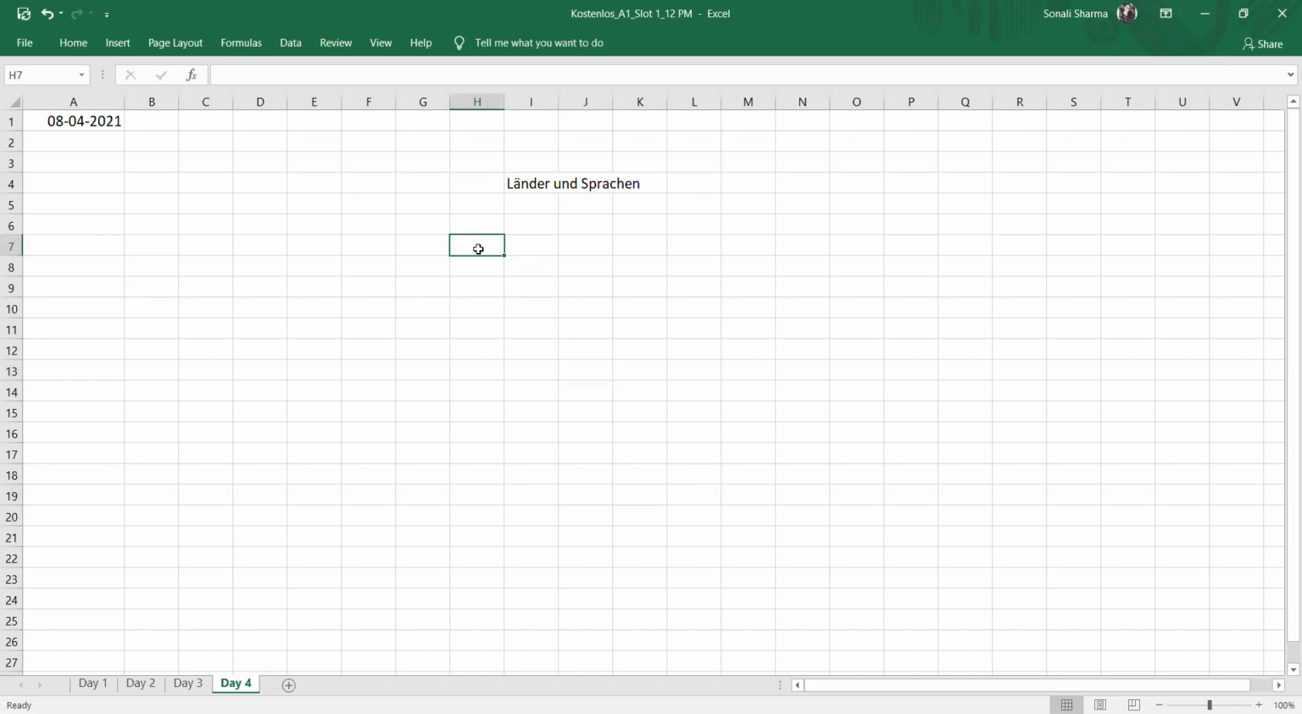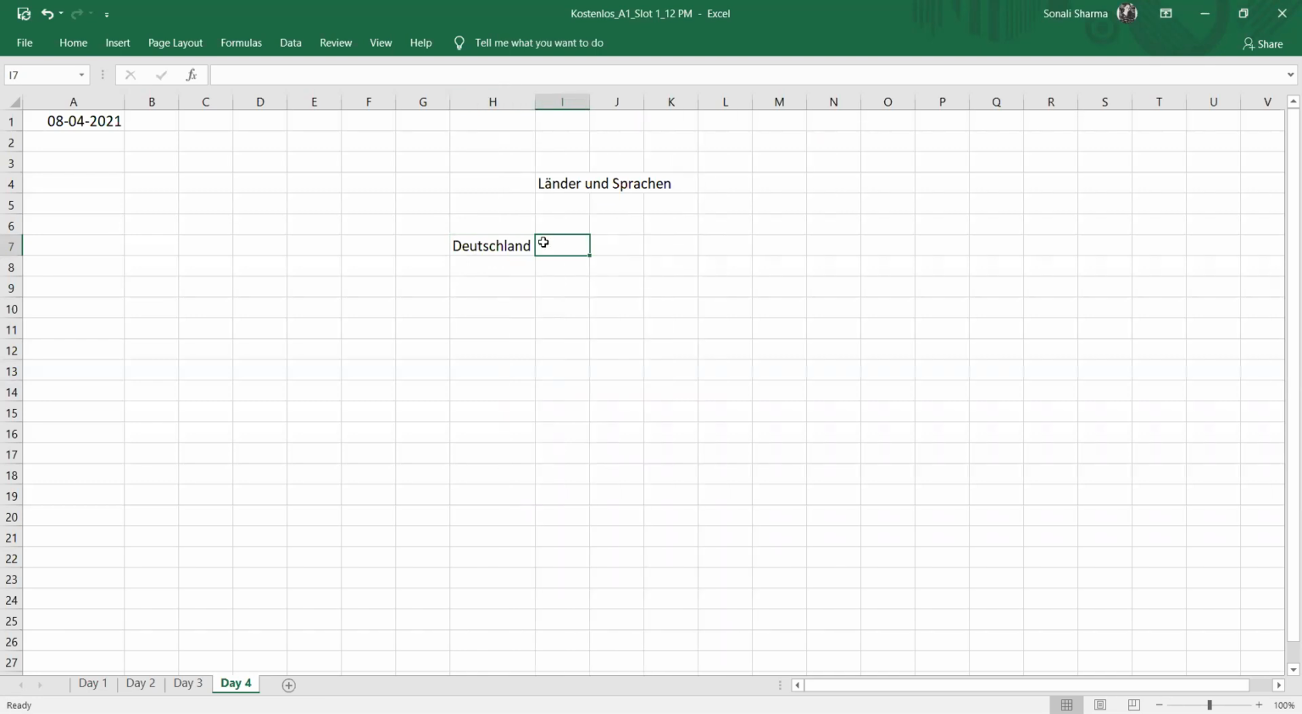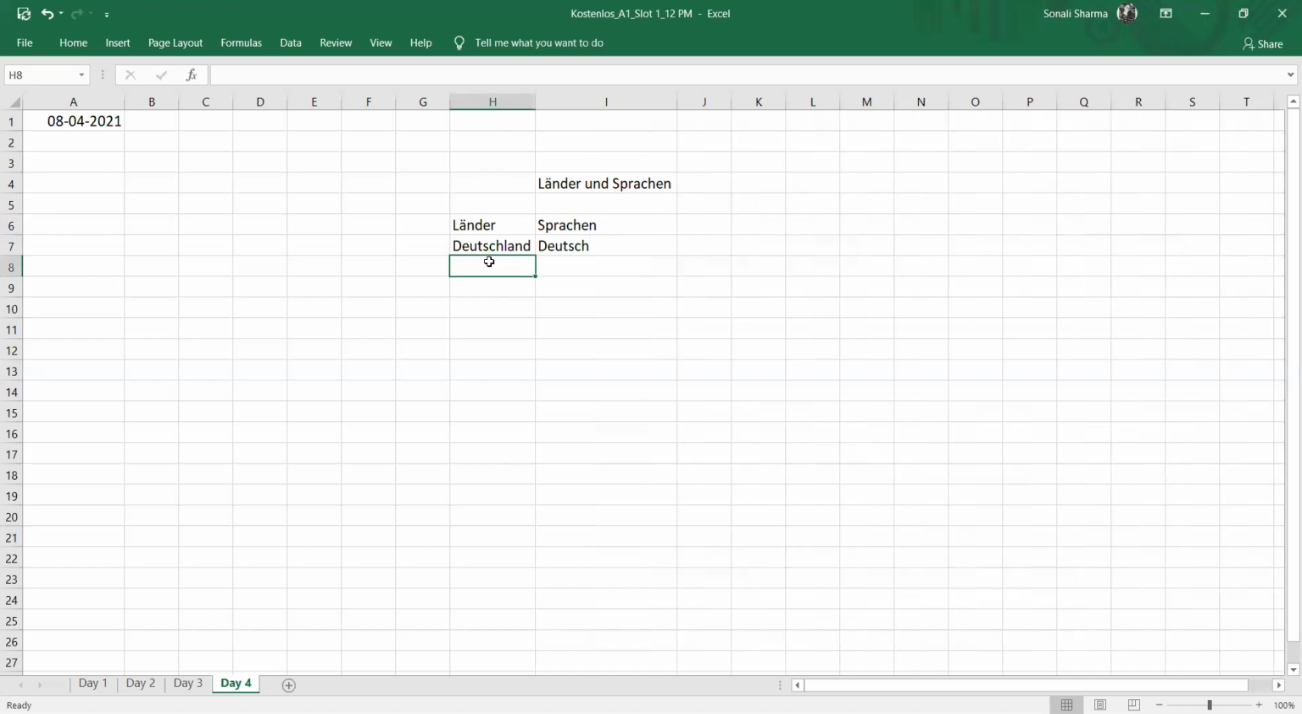Now, starting with the very first country, Germany, that is Deutschland. In Germany we speak German, so German is Deutsch. Deutschland is the country, so here I'm writing all the countries, and just next to it, I will write all the languages. Sprachen, that means languages. So first one was Deutschland, and the language is Deutsch. So Deutschland is Germany and Deutsch is German.